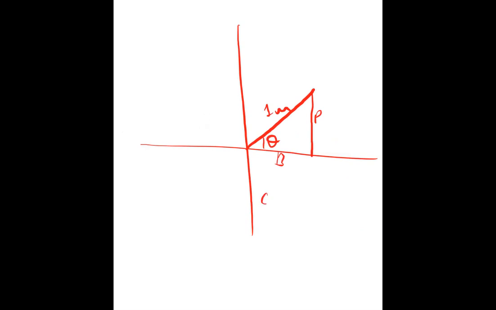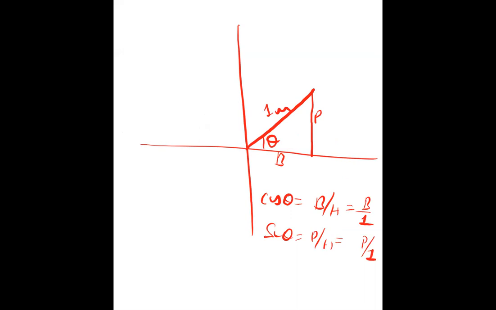Because now we have defined cos theta. Suppose this is 1 meter. That's what I told you. This is perpendicular and this is base and this is theta. So cos theta is nothing but base by hypotenuse, that is base by 1 meter, and sine theta is perpendicular by hypotenuse, perpendicular by 1.